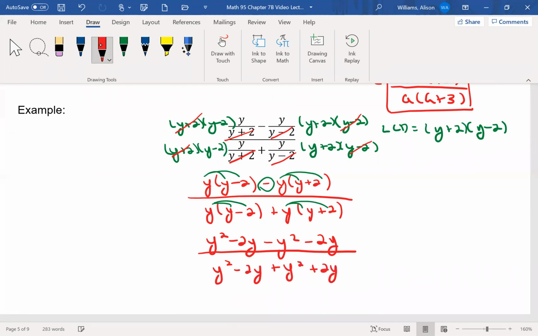Okay, so in the numerator, the y squareds are going to cancel, and I'm left with negative 4y. In the denominator, the 2y's are going to cancel, but the y squareds are going to add up to be 2y squared. Okay, so I can reduce the 4 and the 2.